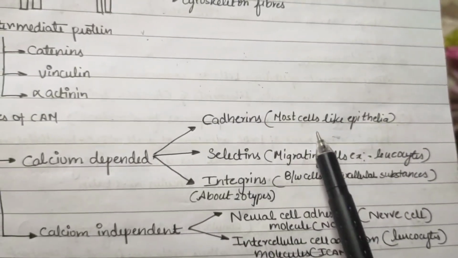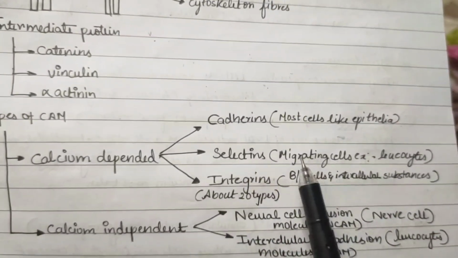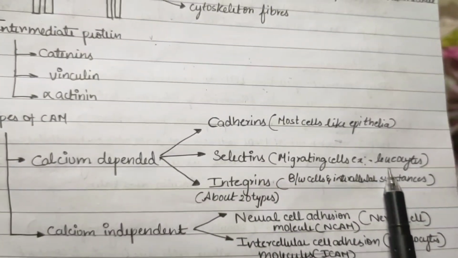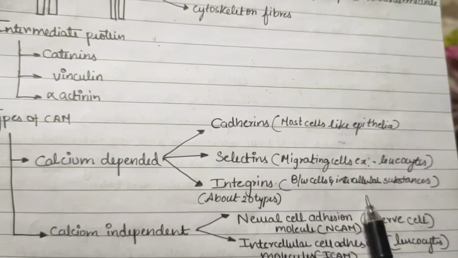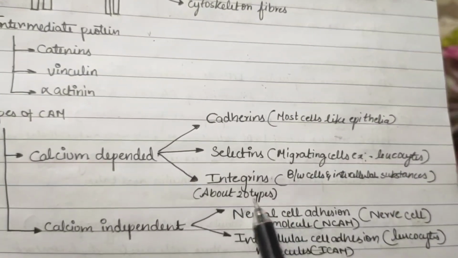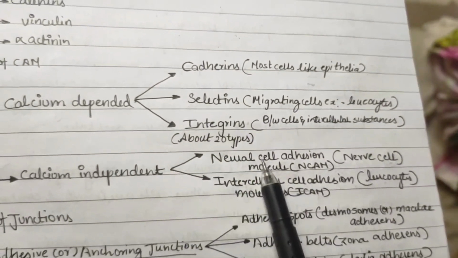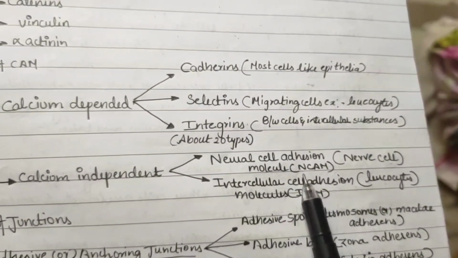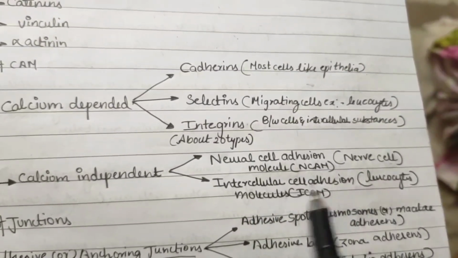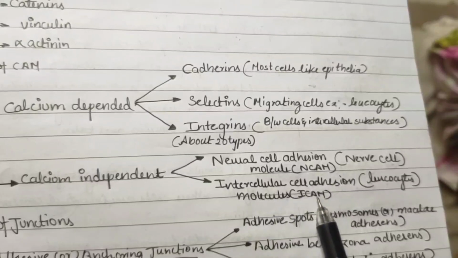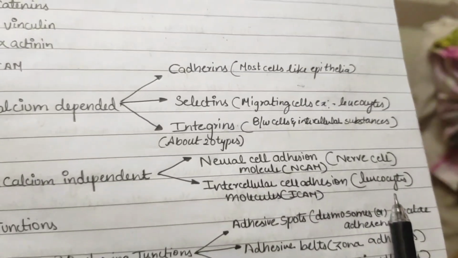Cadherins are seen in epithelium cells. Then selectins are seen in marginal cells, for example leukocytes. Then integrins are seen between the cells and intercellular substances, and there are about 20 types. Now calcium independent: neural cell adhesion molecule, NCAM, seen in nerve cells, and intercellular cell adhesion molecules, ICAM, seen in leukocytes.